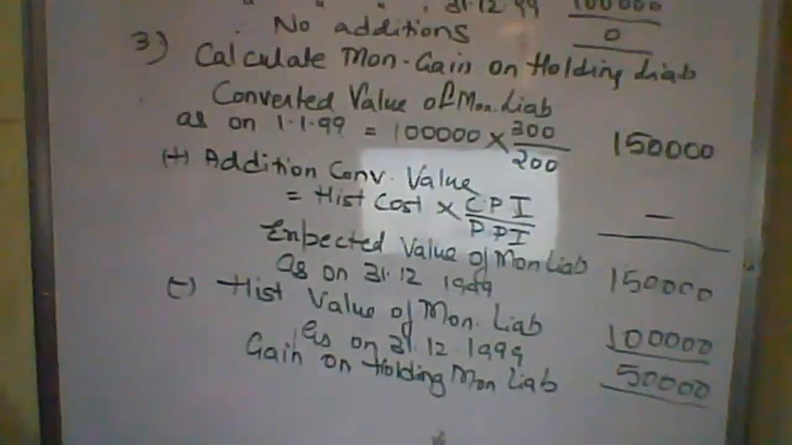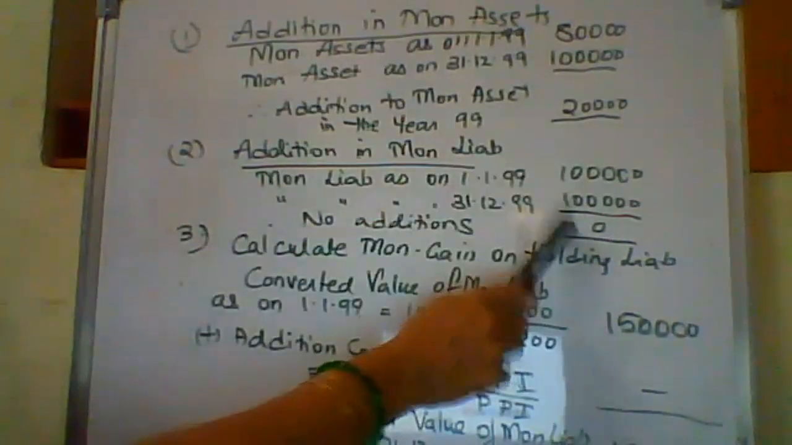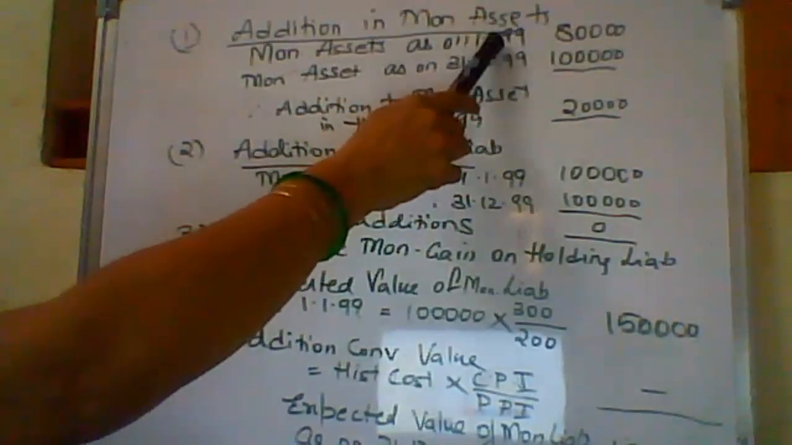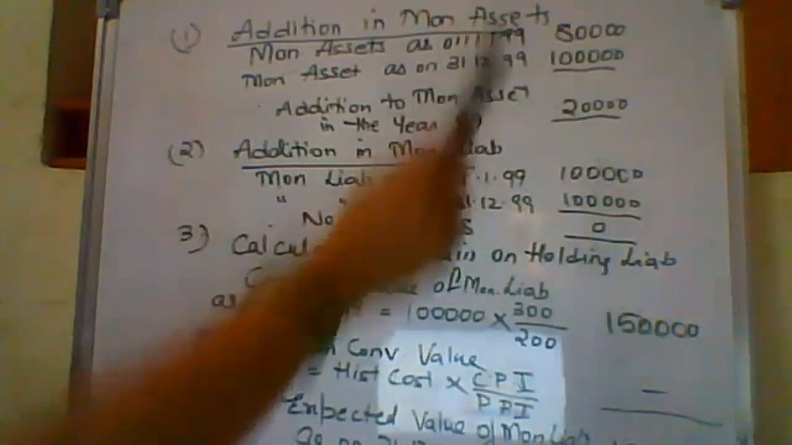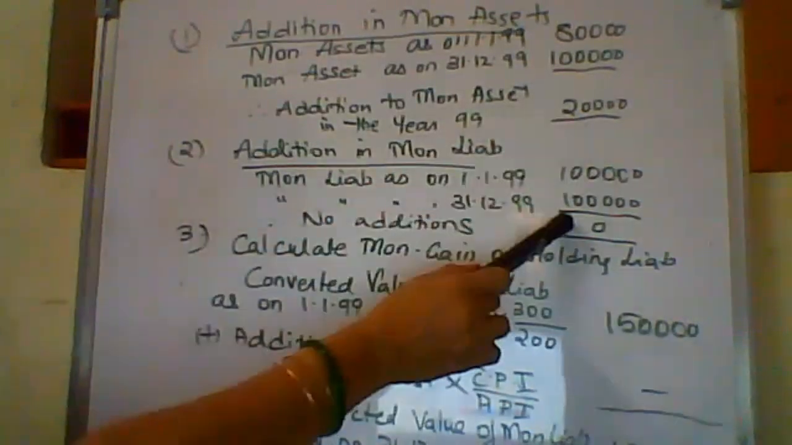Revision. First, what is it that we are doing? We are trying to find out how much are the additions to your monetary assets and monetary liabilities. Why should you find out these additions? Because opening monetary assets will be converted at opening value. Additions will be converted at average price index. Therefore, you are supposed to calculate first how much are the additions on your monetary assets and monetary liabilities.